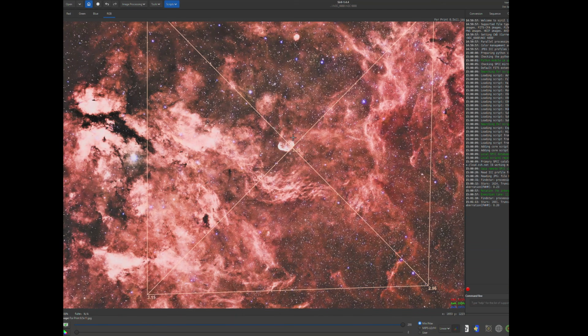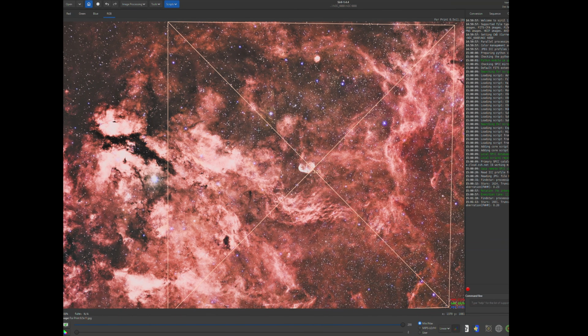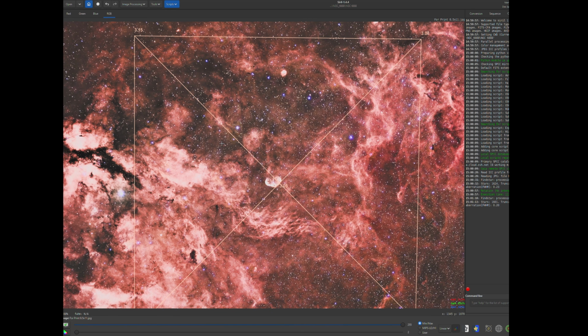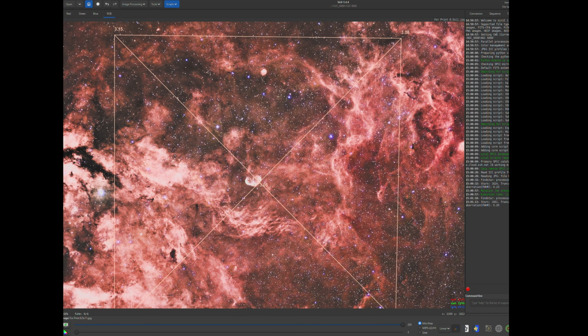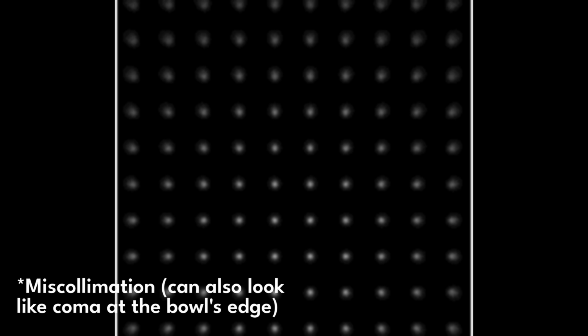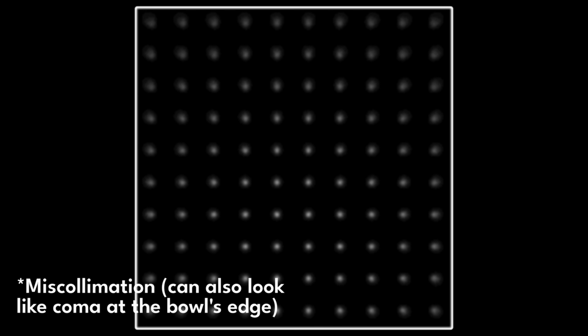Tilt is when your camera sensor isn't perfectly square with the mirrors. You'll see one side out of focus compared to the other side. Miscollimation looks kind of like field curvature, but the center of the bowl is off, whereas tilt usually just changes one axis on the center, so one side of your image might look like it's in focus and the other side looks like it's blurry.